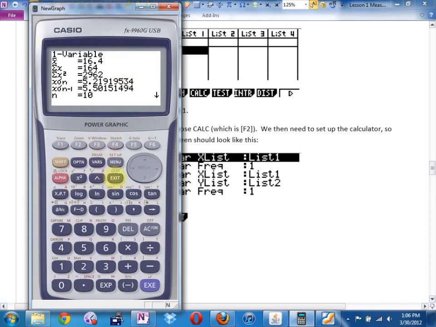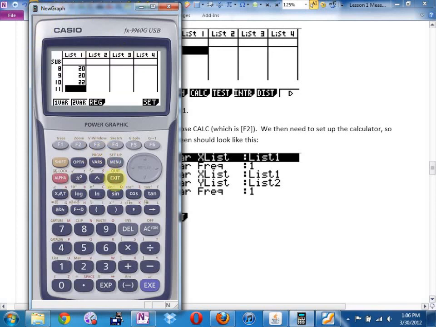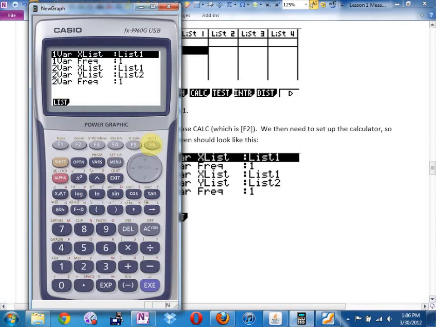Where was I? Exit. Sorry, first, before we hit one var, press exit to get back to this menu here. So it should say one var, two var, reg, and set. I forgot, first we have to set things up. We have to tell it how we're going to do stuff. So press F6 for set. That will take you to this screen here.